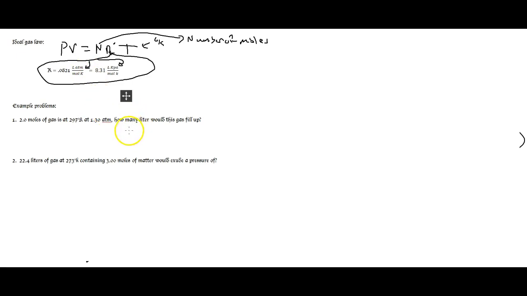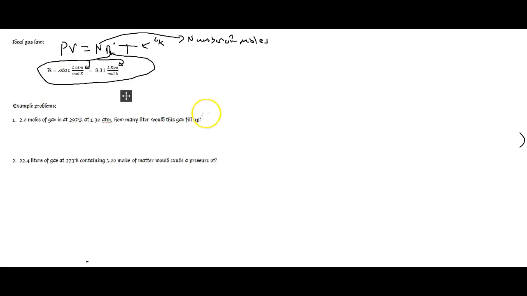So again, same PV over T, but again, if I double, as you hopefully did in the previous problem, when you double the number of moles, that means you're doubling the number of atoms or molecules. You double the number of atoms or molecules, gas is going to be twice as big, if everything else is the same. All right, here we go. 2 moles of a gas at 297 degrees Kelvin at 1.3 atmospheres. How many liters of this gas would fill up?